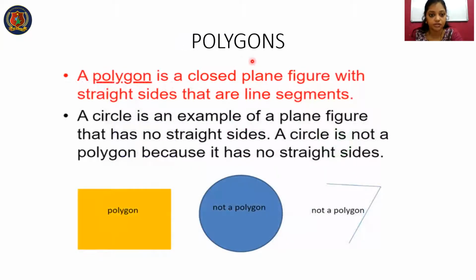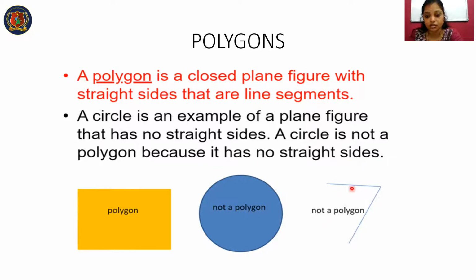Now we are moving to polygons. What is a polygon? A polygon is a closed plane figure made of straight line segments. All the sides are supposed to be straight lines and closed. Then it is called a polygon. A circle is an example of a plane figure that has no straight lines. In a polygon, all sides must be straight; curved shapes should not be there. In a circle we have curves, and there is no straight line. A circle is not a polygon because it has no straight sides.